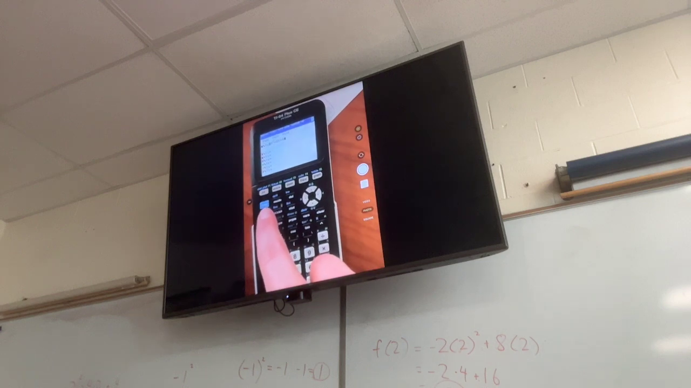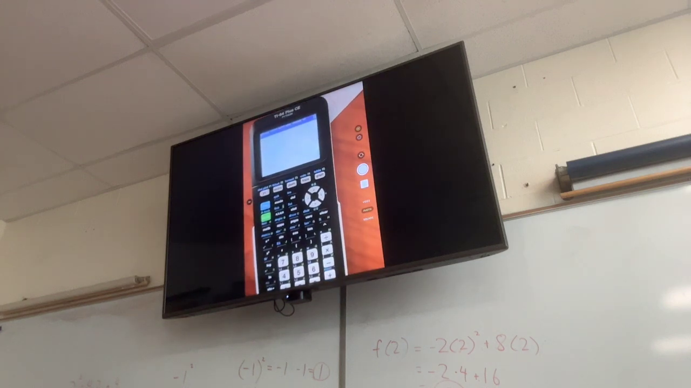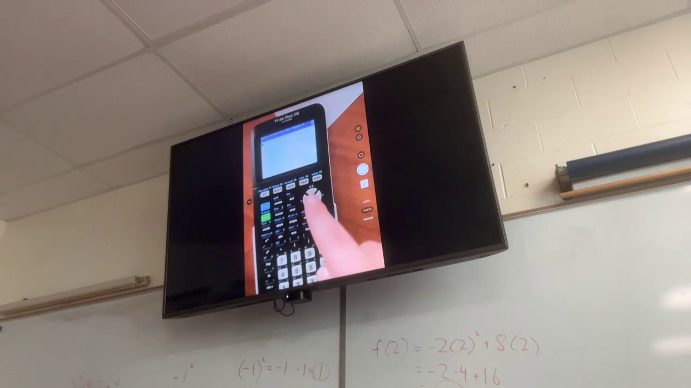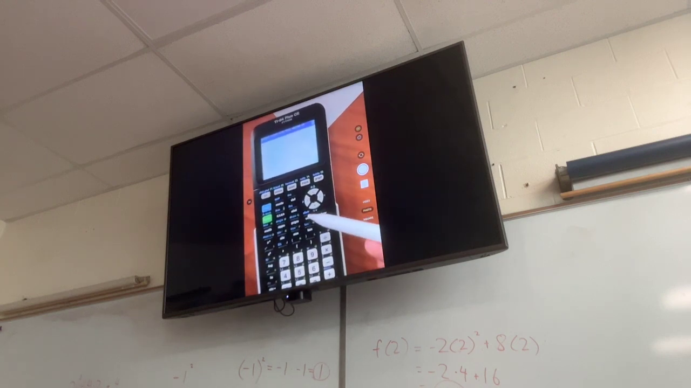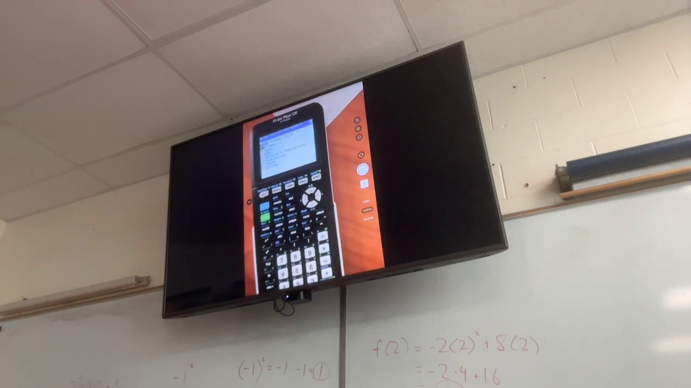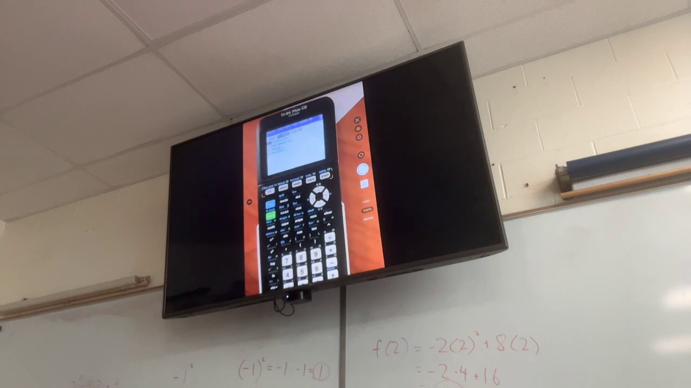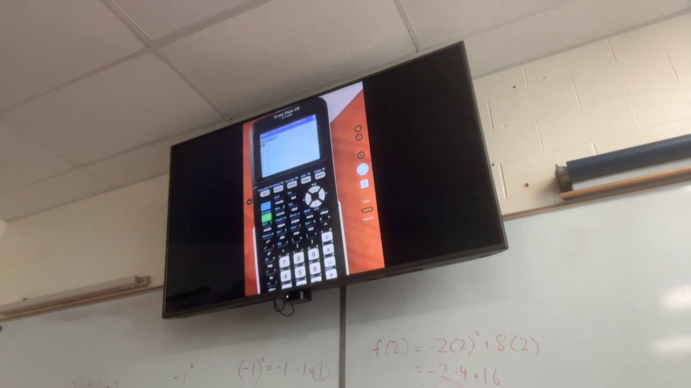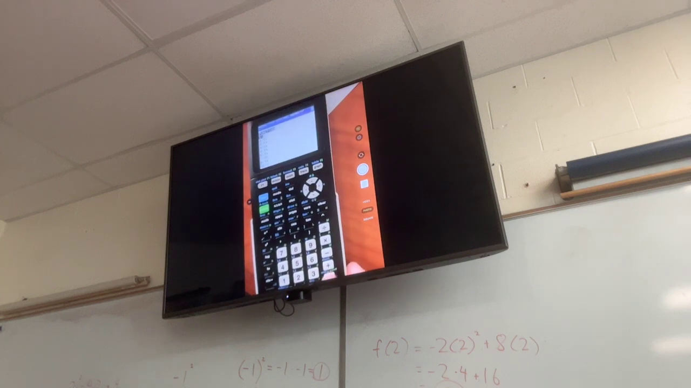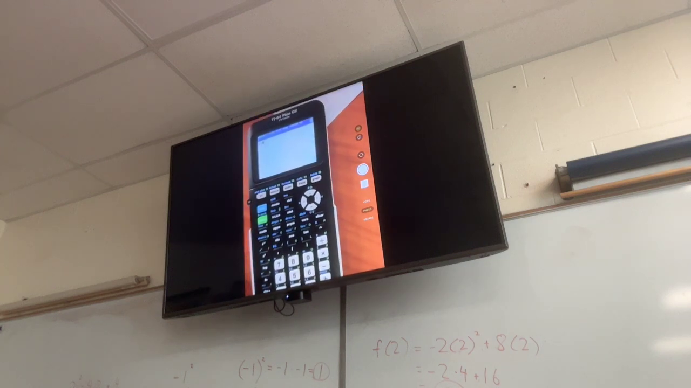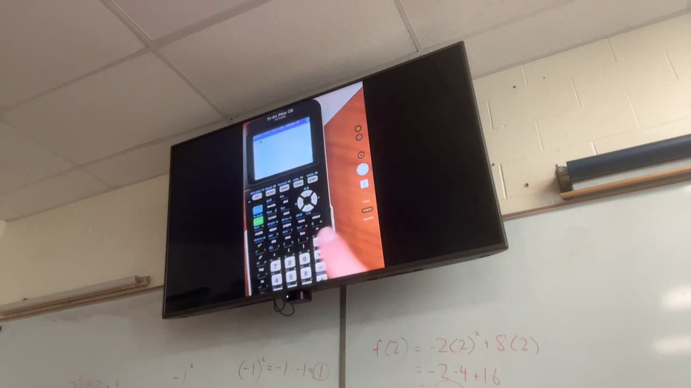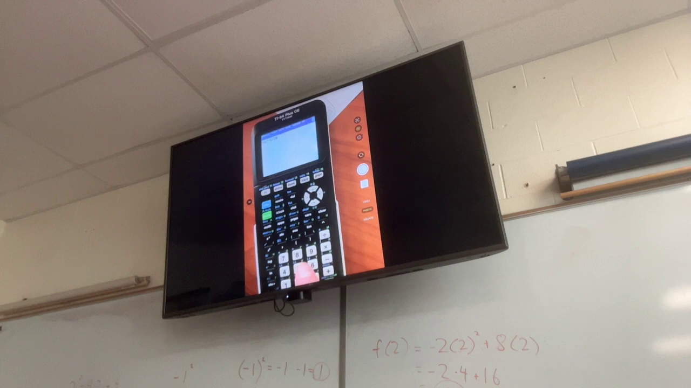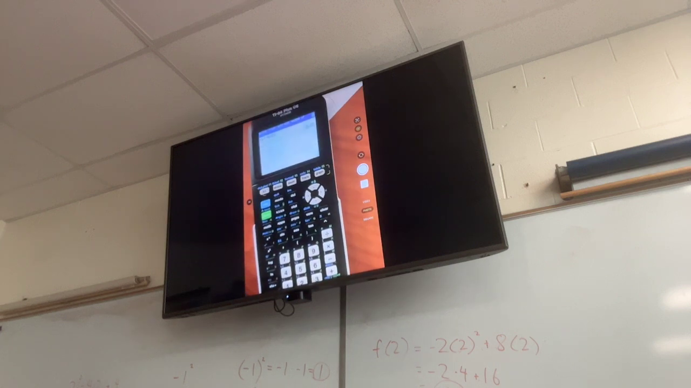Here's what I can do now. I'm going to go back to the main screen, so I'll do second quit. And I want to do y1 of negative 5 halves. Here's how I do that. I hit the vars key, the varsity key. I go over to y bars, get the y bars menu, and hit enter. We want to select the y1 function. Then we're going to do parentheses with negative 5 halves in it, just like we wrote down in our notes. So it's going to be y1 of, left parenthesis, negative 5 divided by 2, right parenthesis. Hit enter, boom.